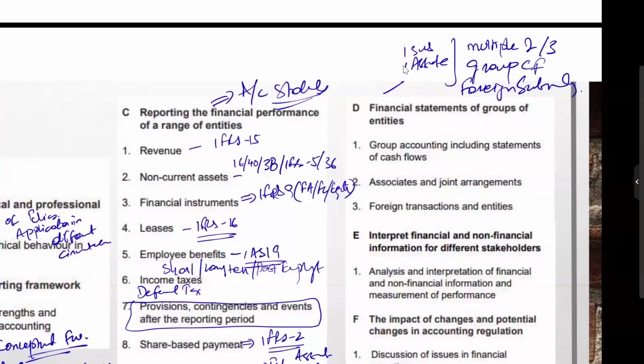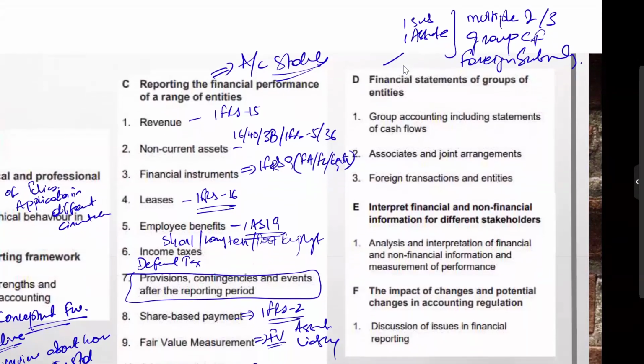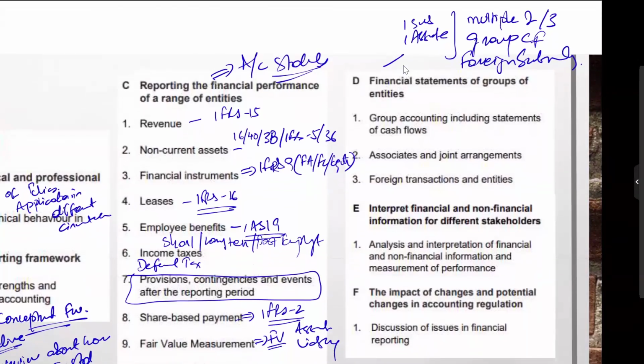So there would be different types of situations and circumstances that you would be facing, and different types of financial statements. So group financials, foreign subsidiaries, foreign investments, etc. That is going to be an area of focus, an area that we would be talking about.